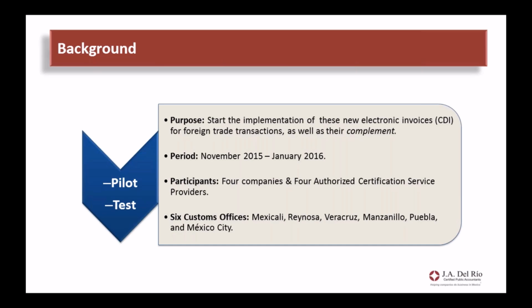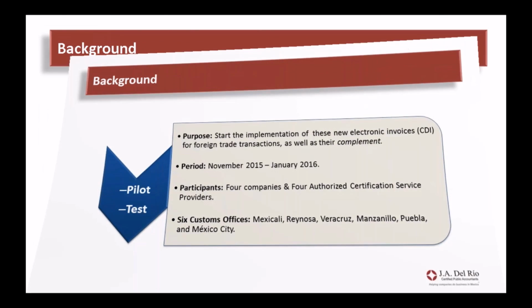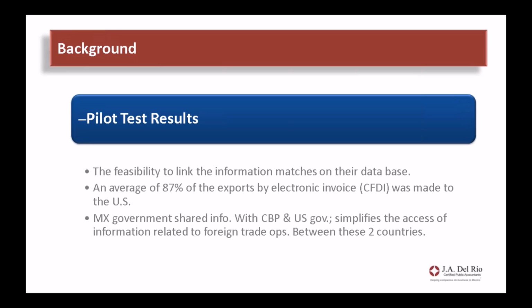Yeah, and the income tax authority will try to prove the feasibility of performing this new electronic invoice. So as a result of this pilot test, authorities identified that the feasibility to link this information was helpful, especially when the Mexican tax authorities confirm that the tax ID and name of the importer written down in the electronic invoice for foreign trade operation is the same as the one the IRS has in its records.